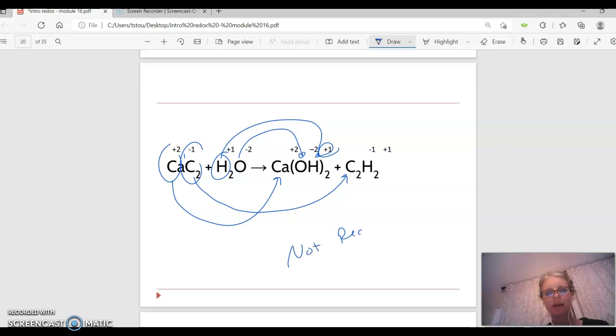This is not a redox reaction. Nobody lost electrons, nobody gained electrons. I don't believe your textbook goes into that, but I want you to be aware that it is possible not to be a redox reaction. Completely possible. This is not a redox reaction.